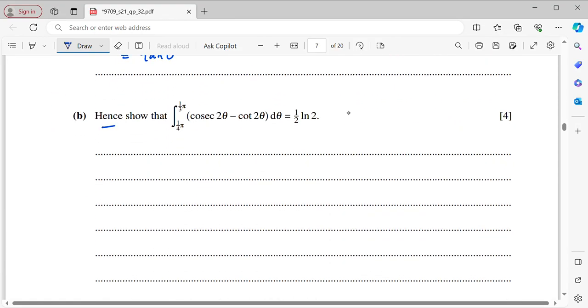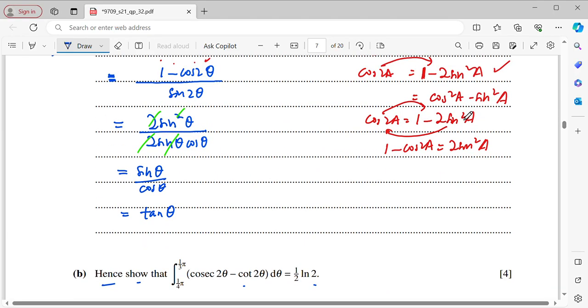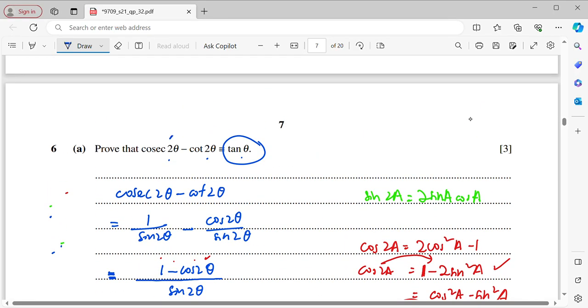B, hence, means use the previous answer. Show that this integration is half ln 2. So when you look at the question here, cosec 2 theta minus cot 2 theta, it's exactly the same. That means I will just integrate tangent theta.